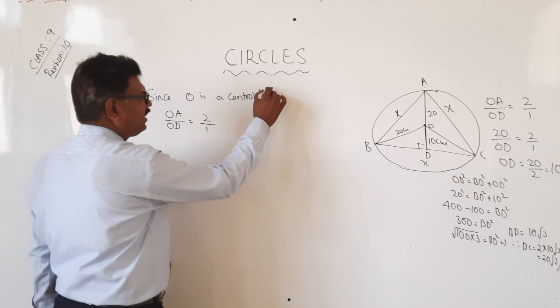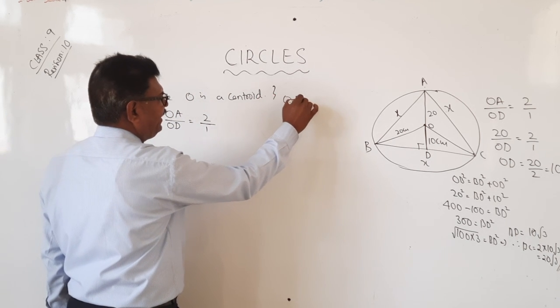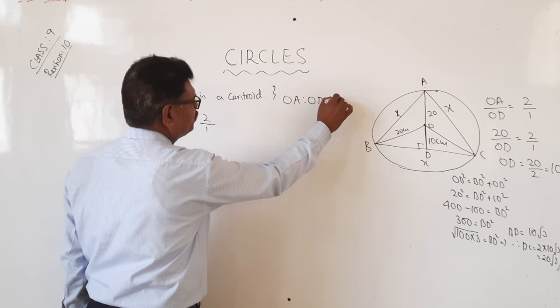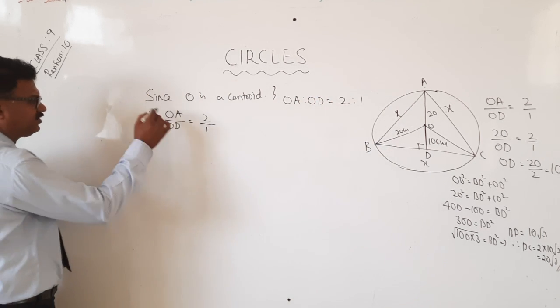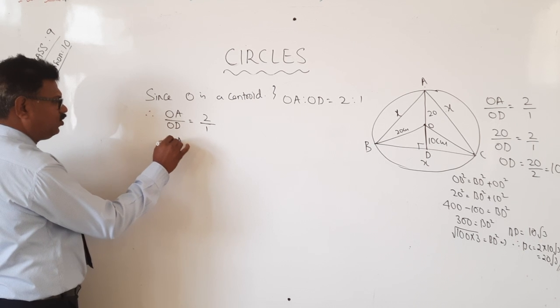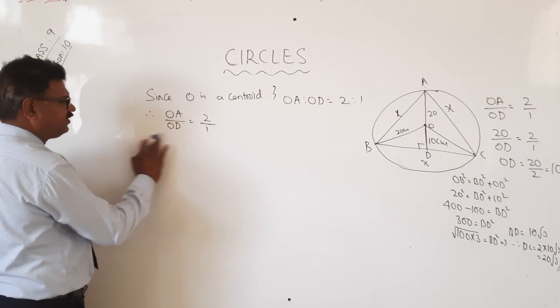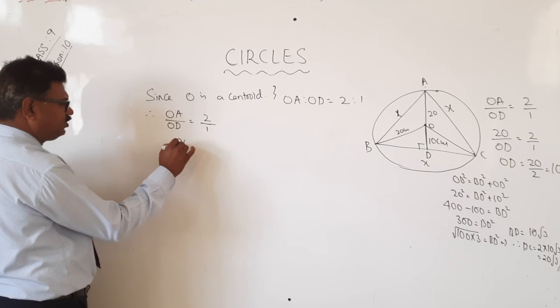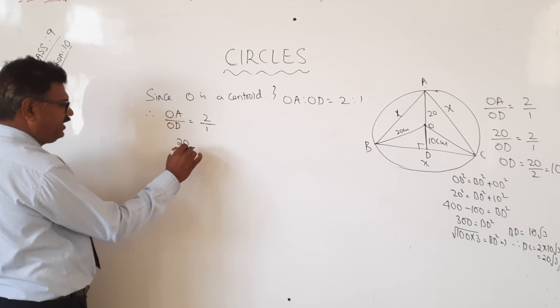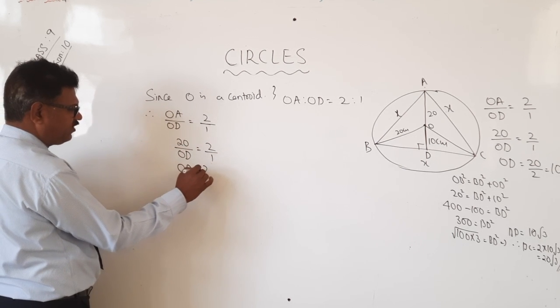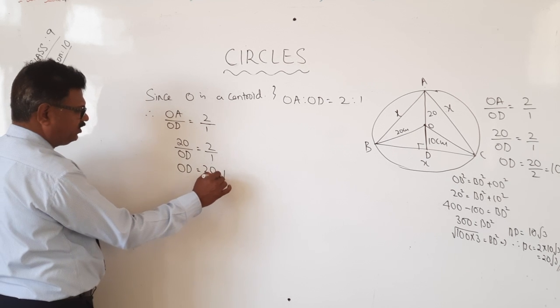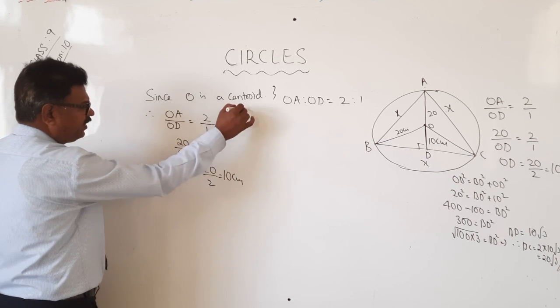That means what? You can write OA is to OD is equals to 2 is to 1. Now just cross multiplication. OA, how much is given? OA is 20 by OD is equals to 2 divided by 1. Therefore, OD equal to 20 by 2 is equals to 10 centimeters.